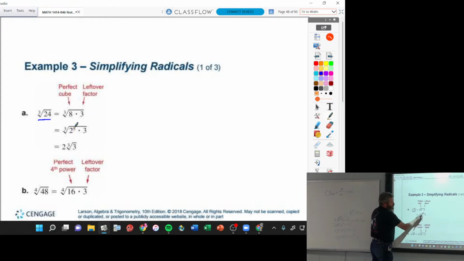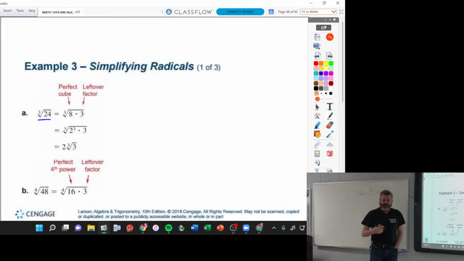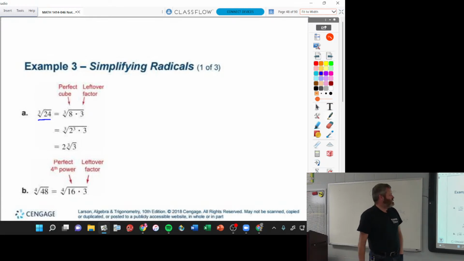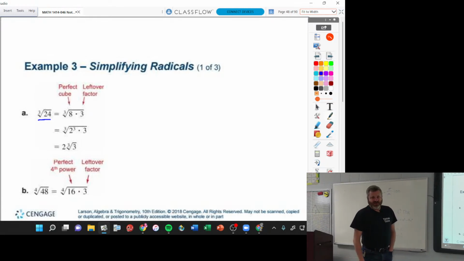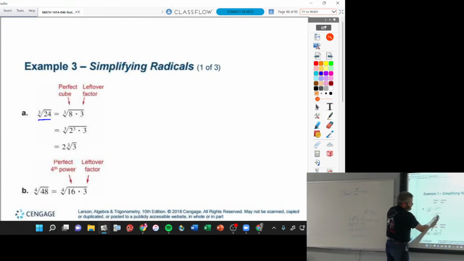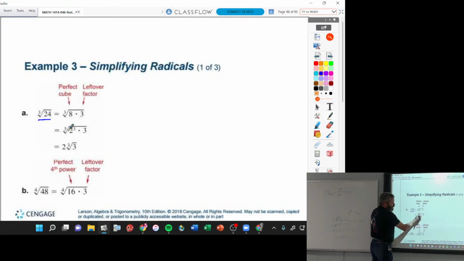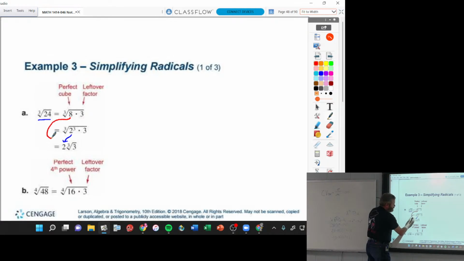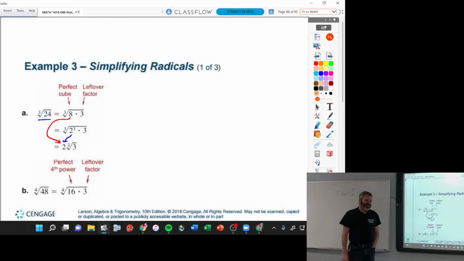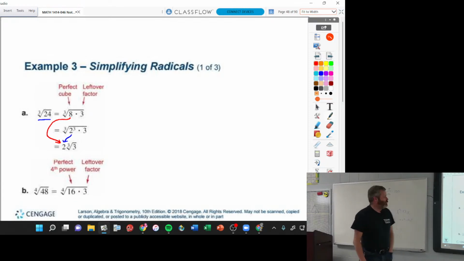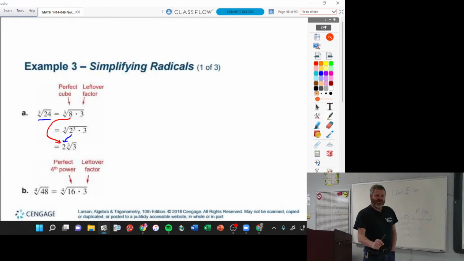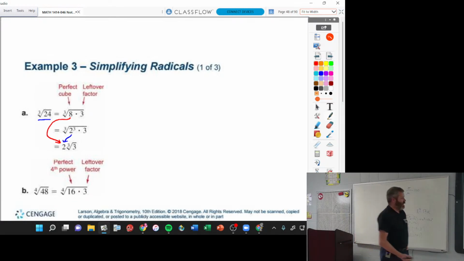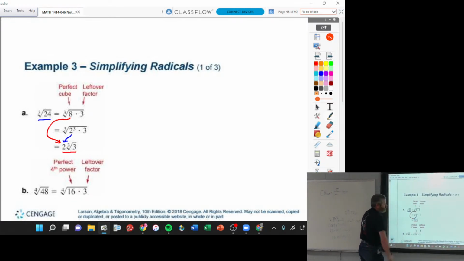I can rewrite 8 as 2 cubed, a perfect cube. Now folks, this is what the book says to do, and this is how they teach it. If you know your perfect cubes, it's not a big deal. If I write 8 as 2 cubed, then the cube root of 2 cubed is 2, which means that 2 is going to come out. Similarly, if you know the cube root of 8 is 2, you can just take it out right there and skip that step. Either way you do it, you still have the cube root of 3 left behind, and there's your final answer.